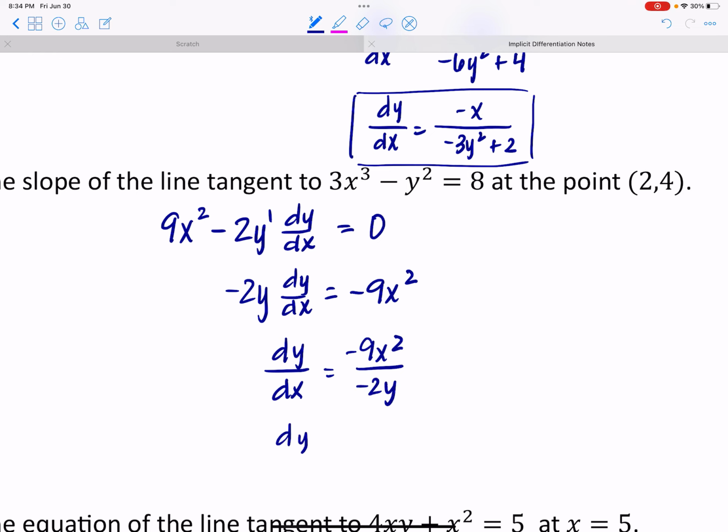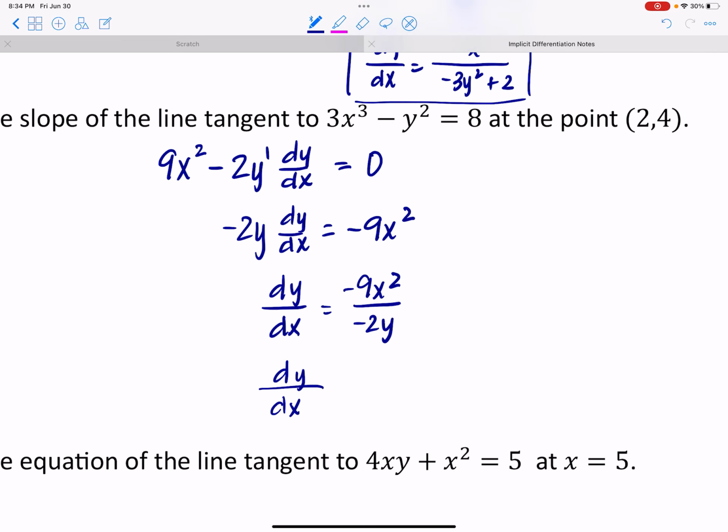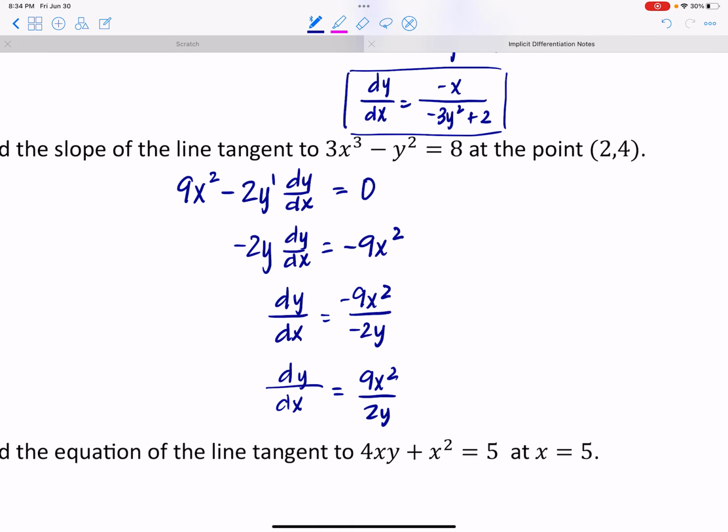Now the 9 and the 2 don't reduce, but I'm going to go ahead and reduce the negatives out. So 9x squared over 2y. So there's the derivative of y with respect to x. Remember what that represents. That represents an equation for our slope at any point of tangency. Well, we're given a particular point here, so let's find the slope at this point.